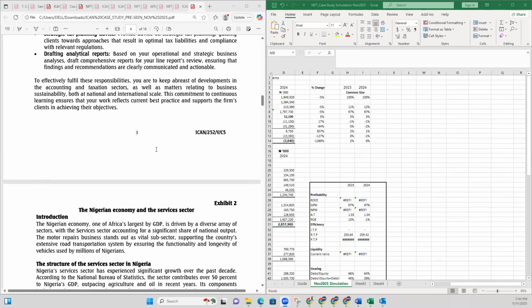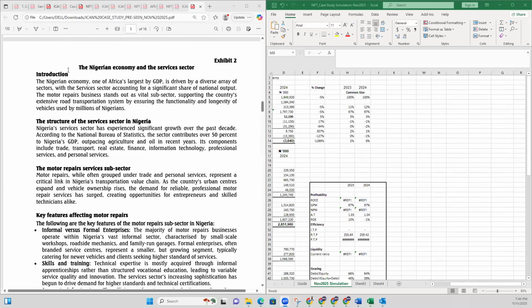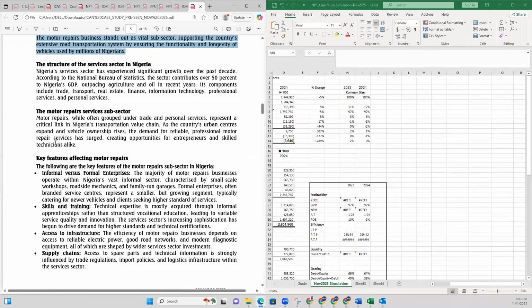So what I've basically provided to you from here is they started with information in Exhibit 2 about the Nigerian economy and the service sector. They introduce that to tell you the overall capacity in terms of GDP and how diversified the economy is, and how the service sector is contributing like half of the growth or the output of the economy, right? And they spoke about the motor repair service subsector extensively.